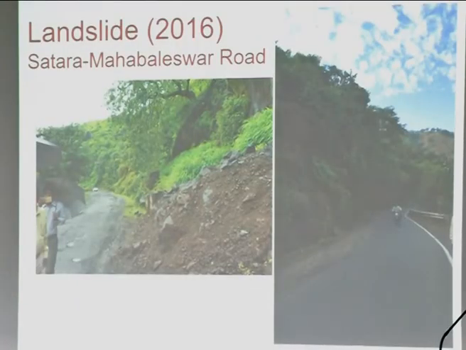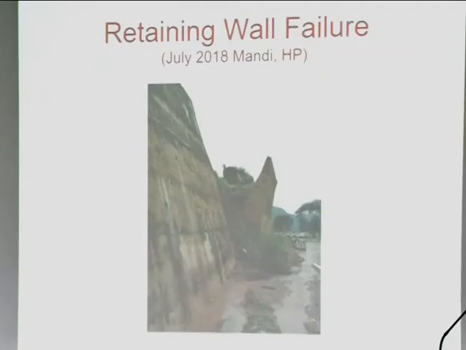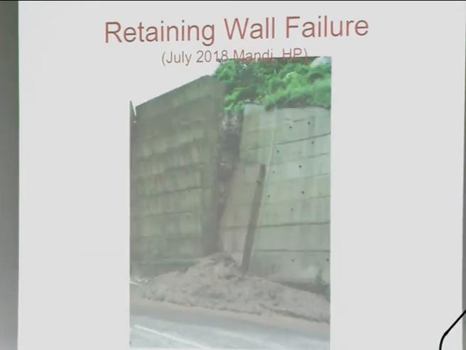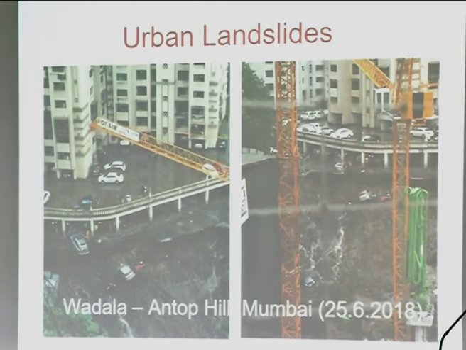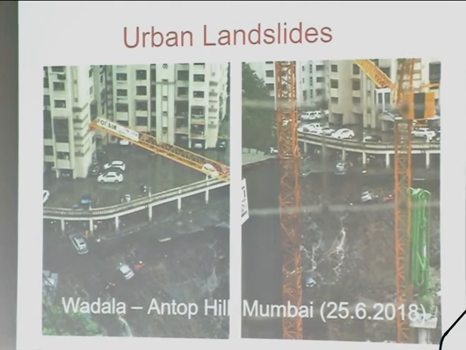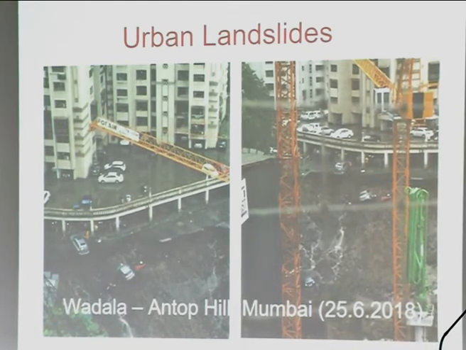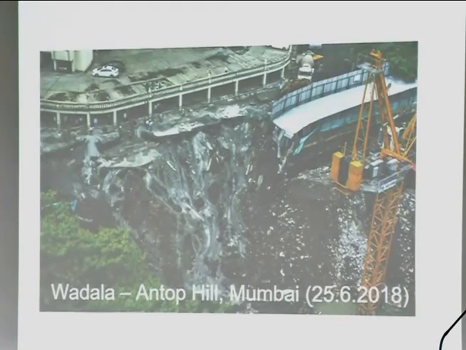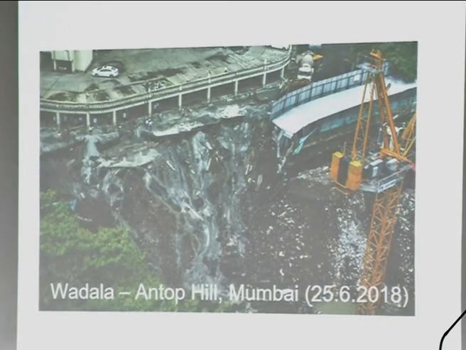And then landslides, especially on the Satara Mahabaleshwar road, with frequent landslides, and you can see some of the failures of the retaining structures. In Mandi, Himachal Pradesh, and again this year in June, there was a big landslide or slow failure, and there was a danger to one of the high rise structures in Mumbai, and you can see here. This is the kind of failure of the supporting system.